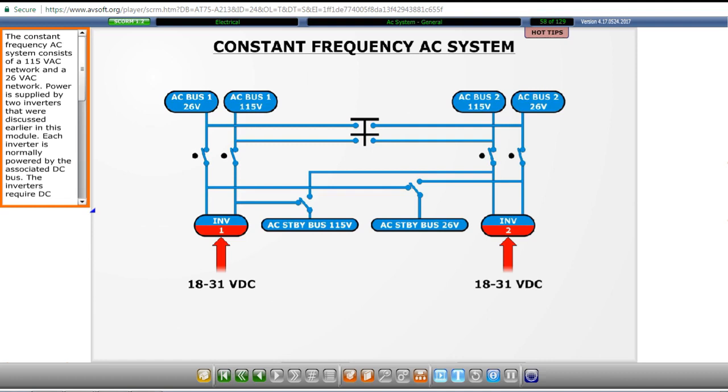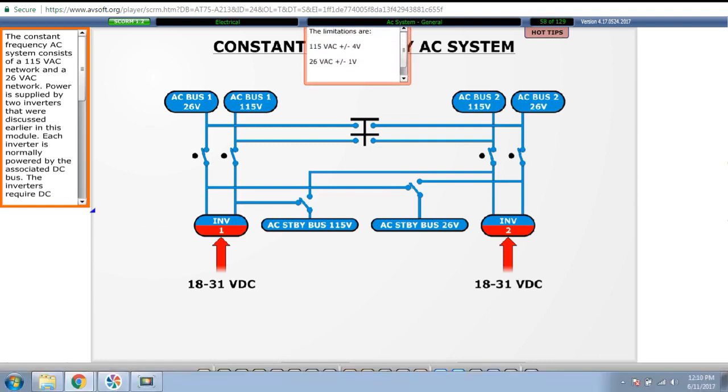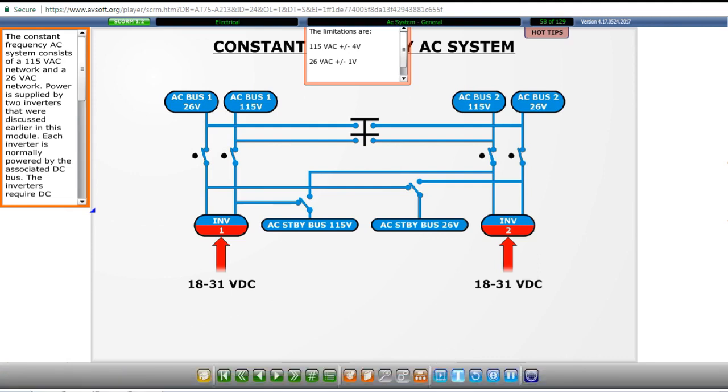The constant frequency AC system consists of a 115 volts AC network and a 26 volts AC network, power supplied by two inverters that were discussed earlier in this module. Each inverter is normally powered by the associated DC bus. The inverters require DC power within a range of 18 volts DC and 31 volts DC in order to operate satisfactorily. Each inverter produces 115 volts AC and 26 volts AC at a frequency of 400 Hz. AC power produced by the inverters is single phase.